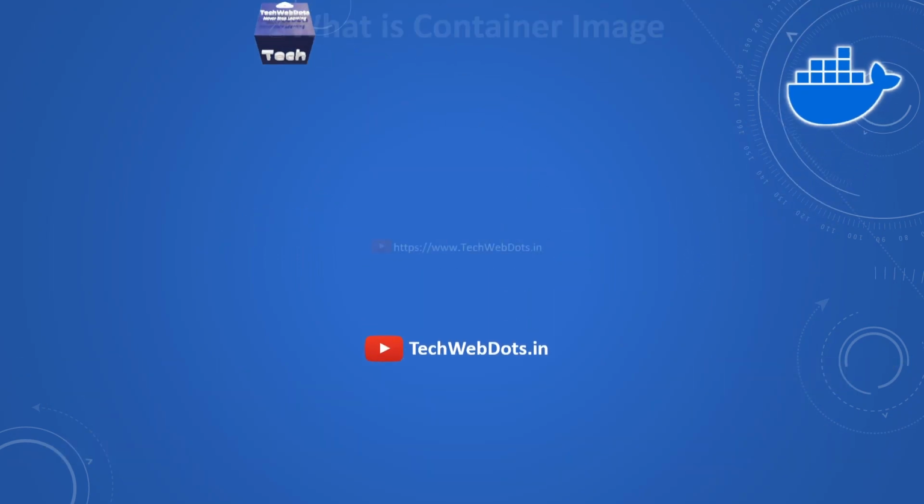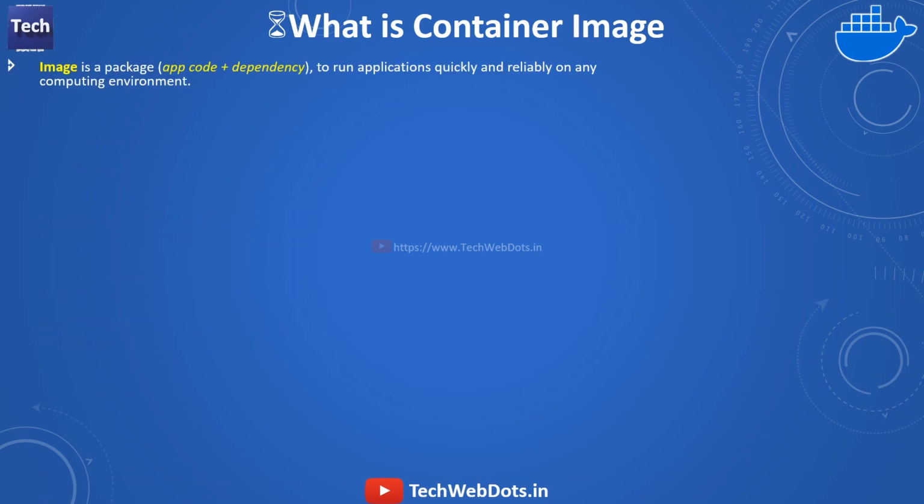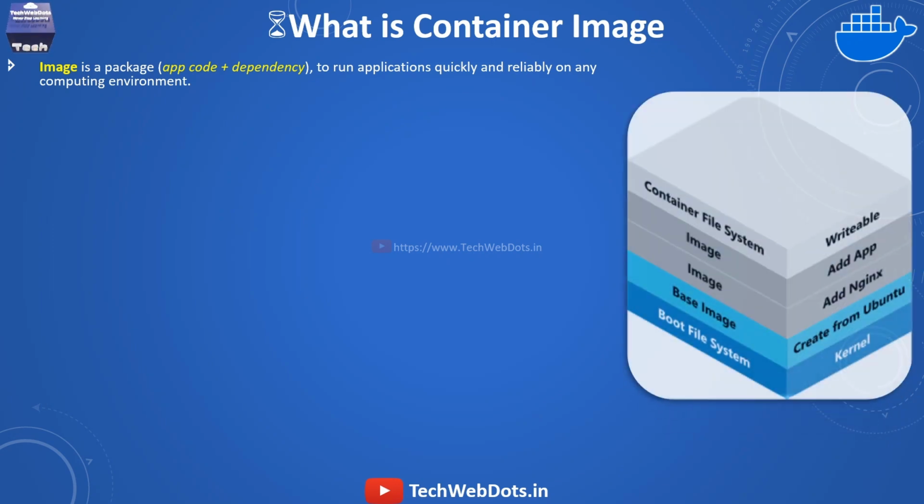So let's move ahead to understand the Docker image, which we can also call a container image. An image is a package that contains application code plus dependencies. A very important factor to remember: application code plus all the dependencies required to run the application quickly and reliably on any computing environment, which is the core advantage.